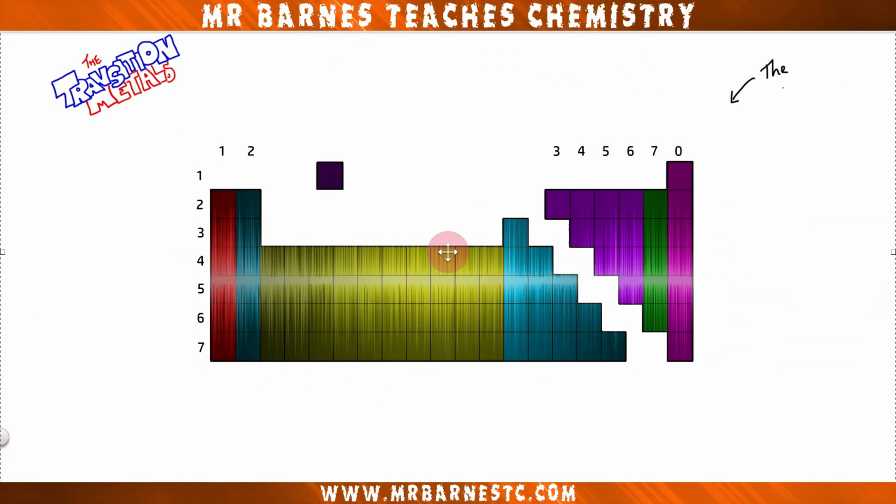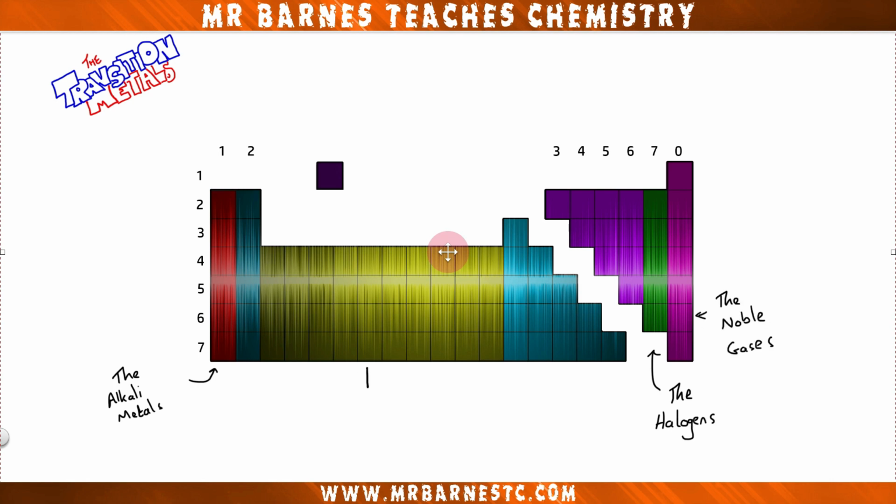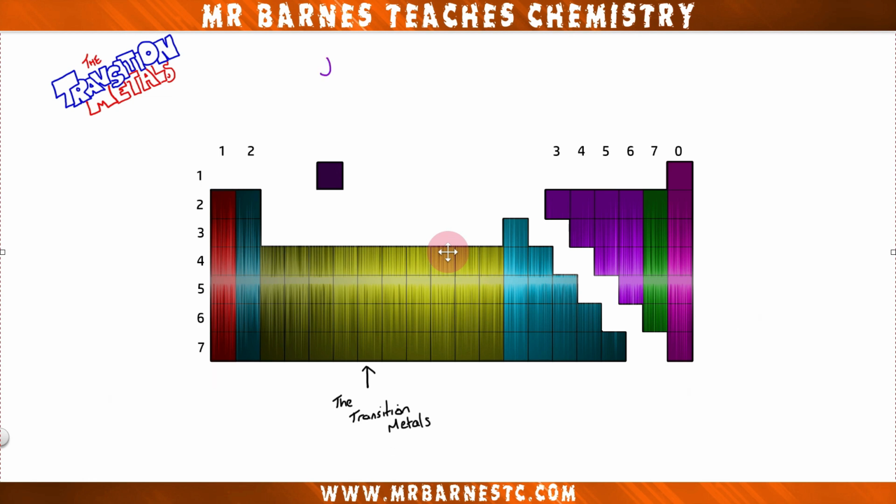If we start off with where the transition metals are on the periodic table, you should remember that group 1 are the alkali metals, group 7 are the halogens, and group 0 are the noble gases. You may not remember that the transition metals are this block in the middle here. Now one of the main things you need to know is what the properties of the transition metals are.